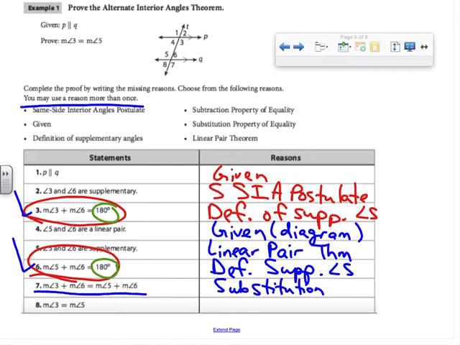And finally, from that equation in statement 7 to the statement in statement 3, notice that the angle 6's went away. Well, what's going to make them go away? Subtracting them from both sides. So that's the subtraction property.